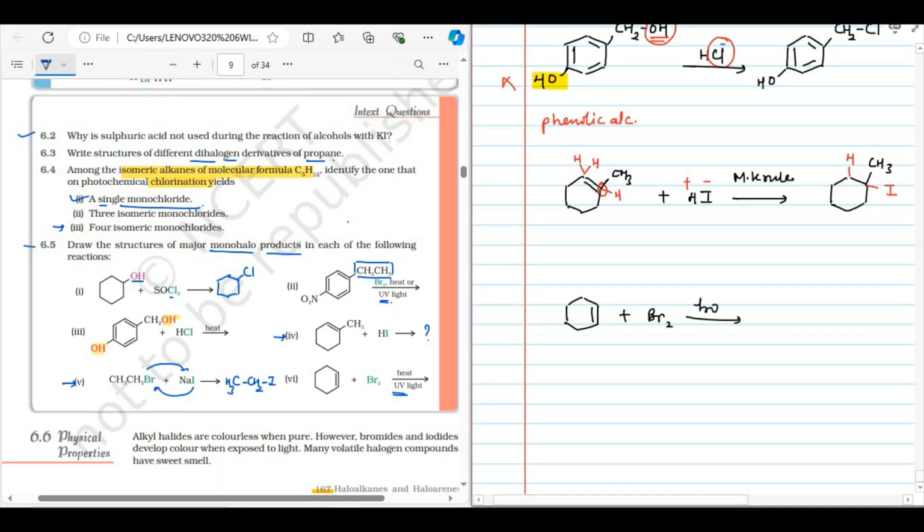So when it reacts, one of the bonds will break. So we are going to break this double bond, and as a result, the valency of both the carbons will become free and bromine will get attached to both the carbons. So here one bromine will get attached to this carbon and another bromine will get attached to the other carbon. So this will be the product of this reaction.